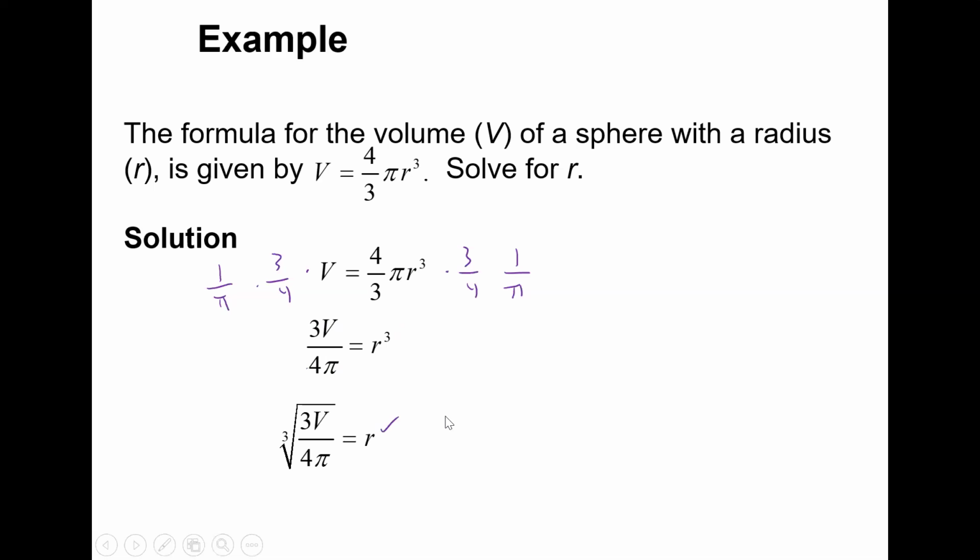There are a lot of equations in math and science, and they could tell you to solve for any variable, and that's what you have to do. Basically, isolate whatever variable it is on one side, and then if you have to take a cube root, square root, fourth root, whatever, you do that, and then you get your final answer. All right, hopefully that'll help you get started on this section.